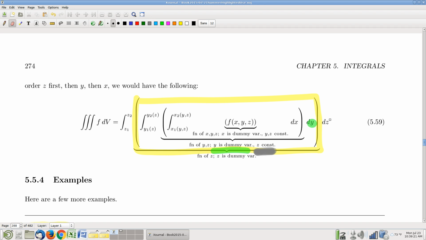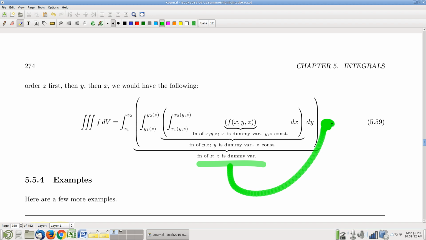Okay, and then of course for the outside integral, there is only one variable left. It's z. It's a single variable integral, and so z is the variable.